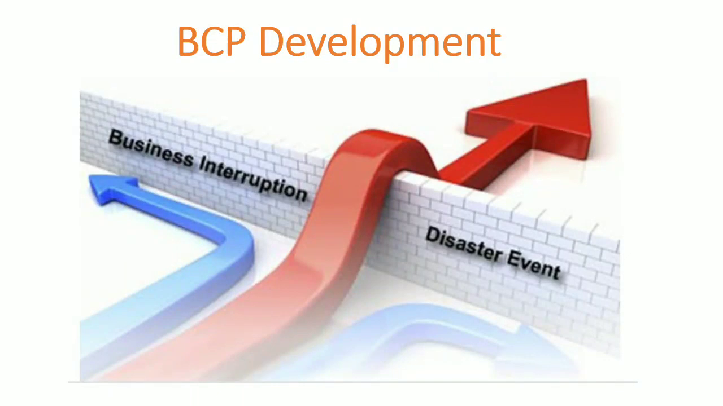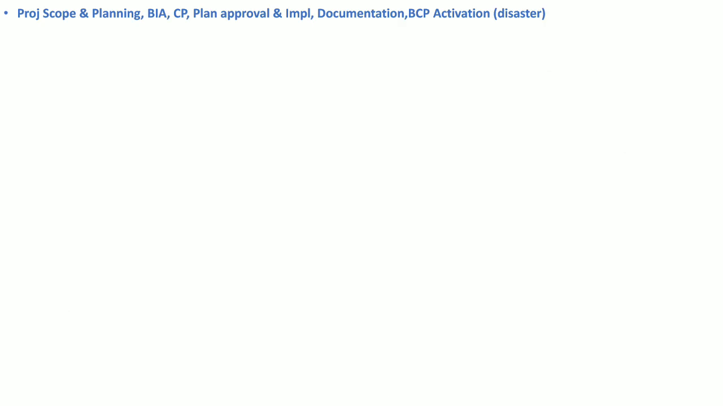Hi and welcome. Business continuity planning is a mechanism to ensure the continued viability of your business in case of any disruption. In this video, I will discuss the development of a business continuity plan, and it starts with project scope and planning, and then we carry out business impact assessment, and then we develop the BCP or continuity strategy by doing this continuity planning or CP.